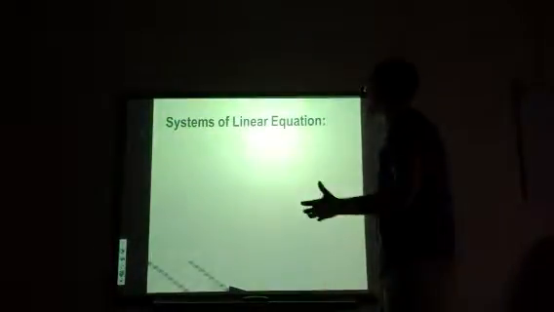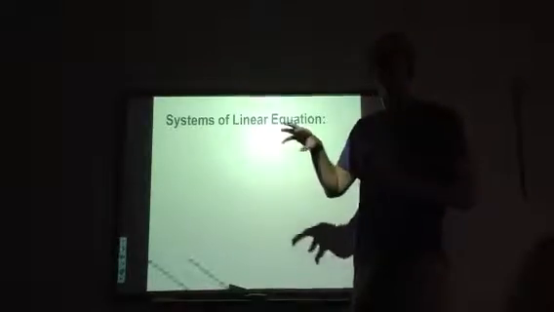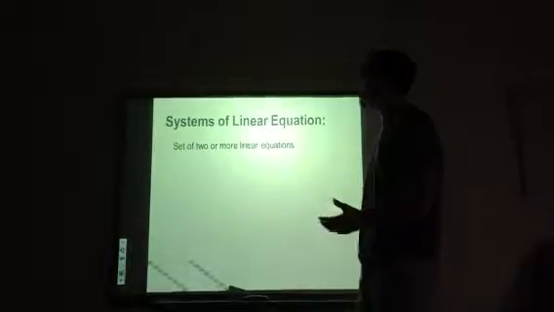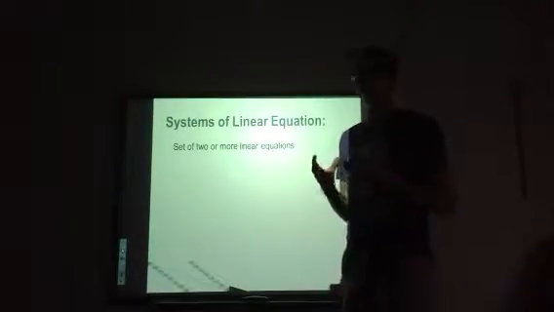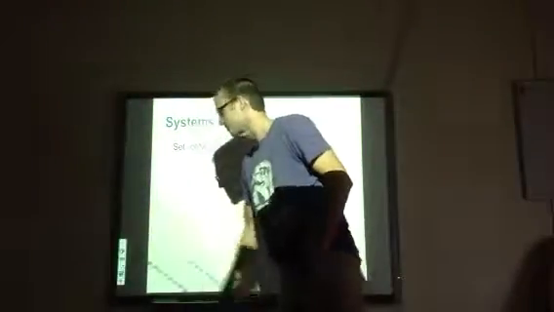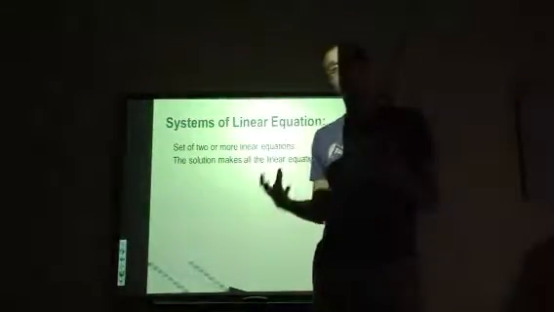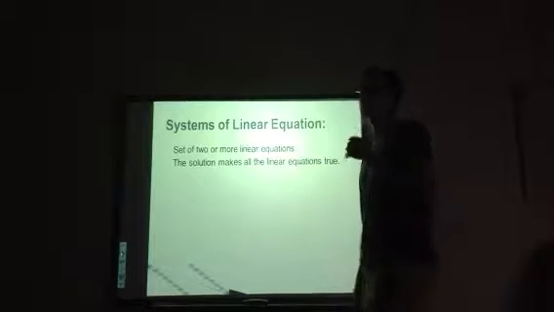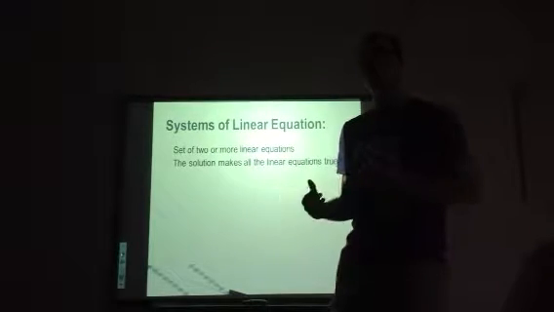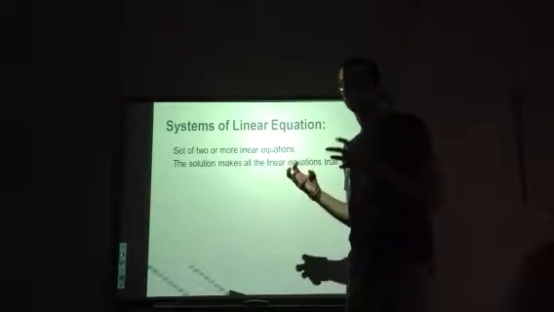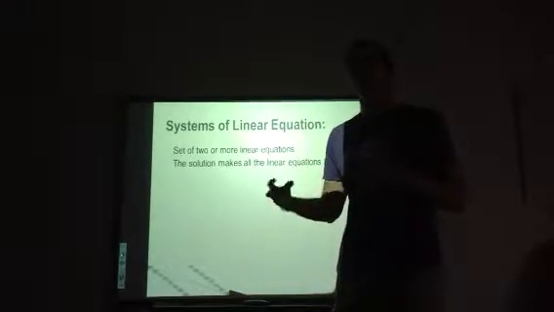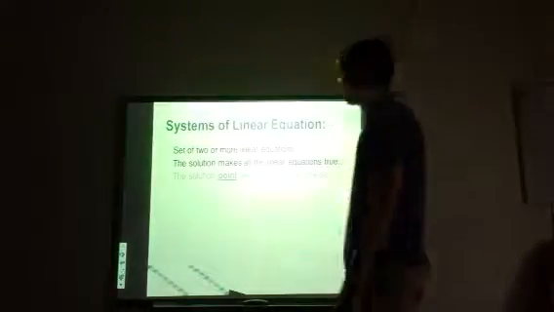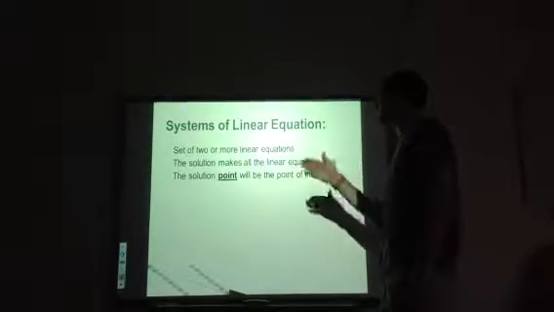So systems of linear equations, that's what you just saw. That was an application of systems. They're a set of 2 or more linear equations that are going to be true at the same time, just like you saw in the last problem. There was Trevor's equation, there was Joe's equation. We wanted to know when they were true at the same time. The solution makes all the linear equations true. Our solution in the last problem, 3 minutes and 12 threes made, is the number of threes they had both made at 3 minutes. It made both of their equations true. And the solution point will be the point of intersection.